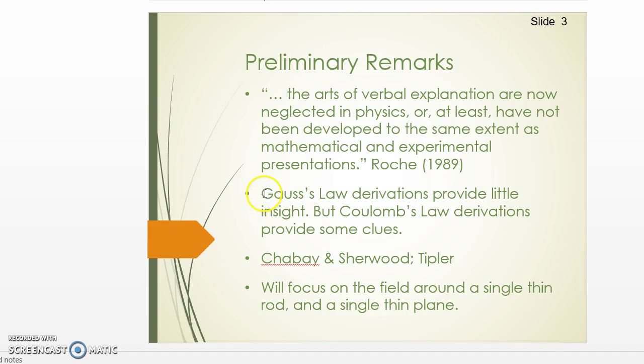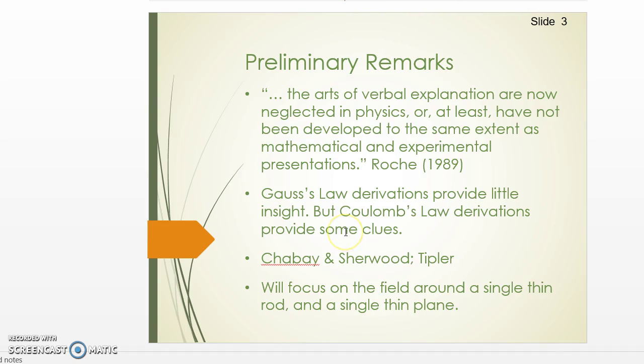It is also definitely true that Gauss's law does not provide us with any conceptual insight into these field structures. However, looking at the Coulomb's law derivations gave me a few clues as to how a conceptual explanation might go, and that's what I'm going to try and work through. I'm going to draw on material from a couple of different books, Chabay and Sherwood, who go out of their way to try and provide some clarity in their explanations, and I'm also going to rely on a couple of diagrams from Tipler's physics book.